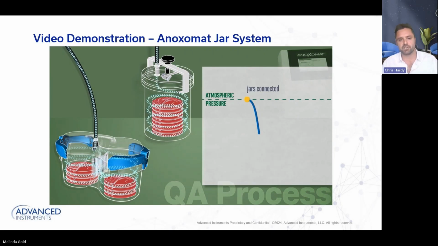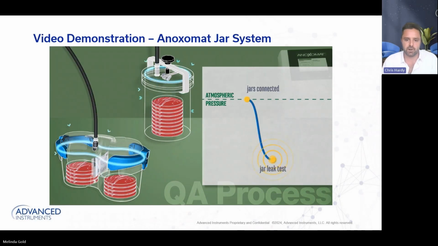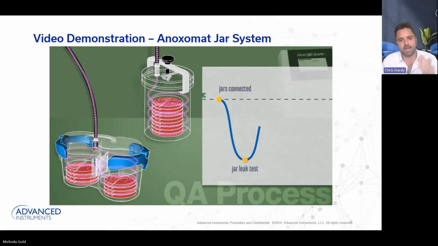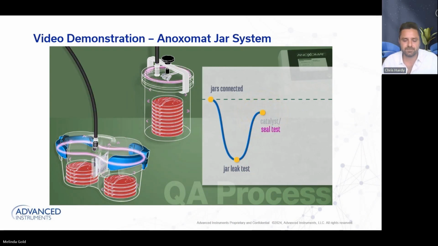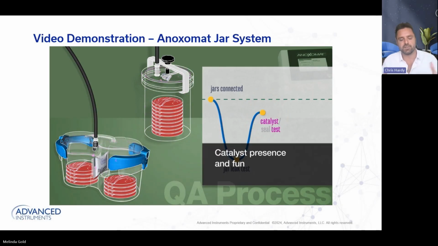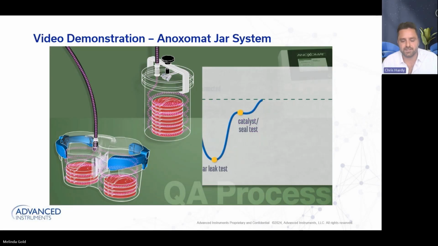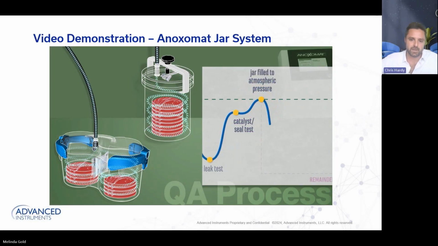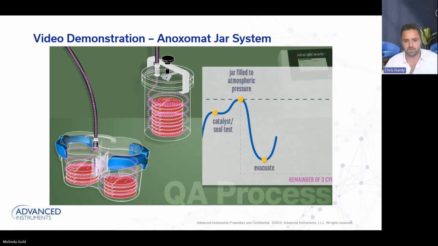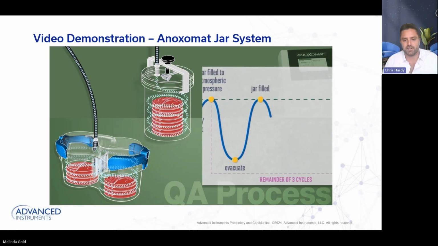So we're starting at atmospheric pressure. It's going to go down to about 200 bar. It's going to detect if the jar lid's on there. Now it's going to go back up near atmospheric pressure, the catalyst test. As you see, you can see the arrows, kind of gas coming in, gas coming out. And it's just going to do this evacuation replacement 3 times. We're back at atmospheric pressure, down to 200 bar, back up to atmospheric pressure, so on and so forth.